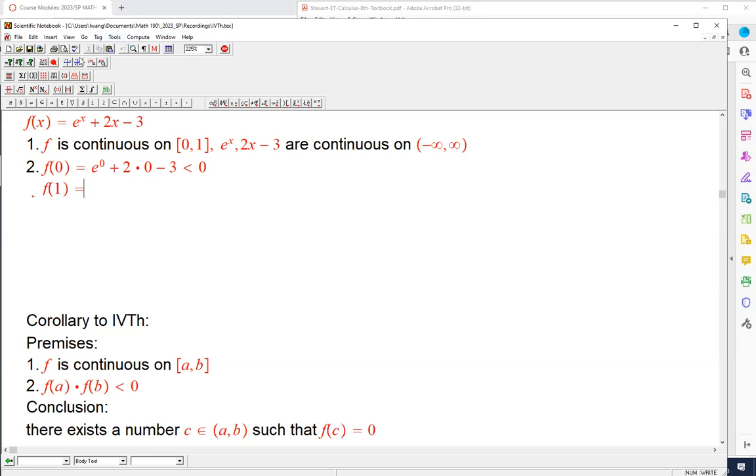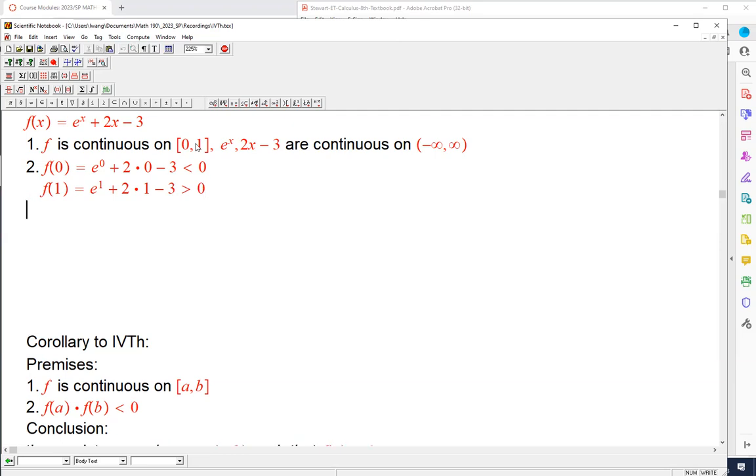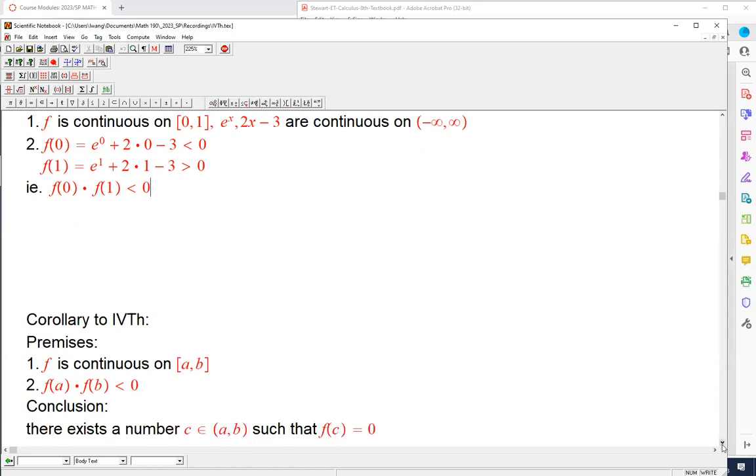F of 1, right? You can use a calculator if you want. 2 times 1, but in most cases you don't really need a calculator. E is 2.7. 2.7 plus 2, that's more than 3, so it's just going to be positive. Then you can say, i.e., f of 0 times f of 1 is negative. Positive number times negative number is negative. That condition is satisfied. And then we can apply the conclusion.